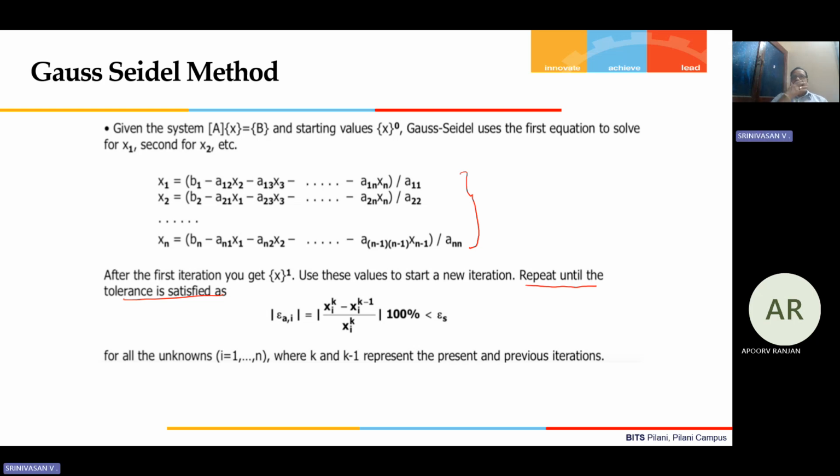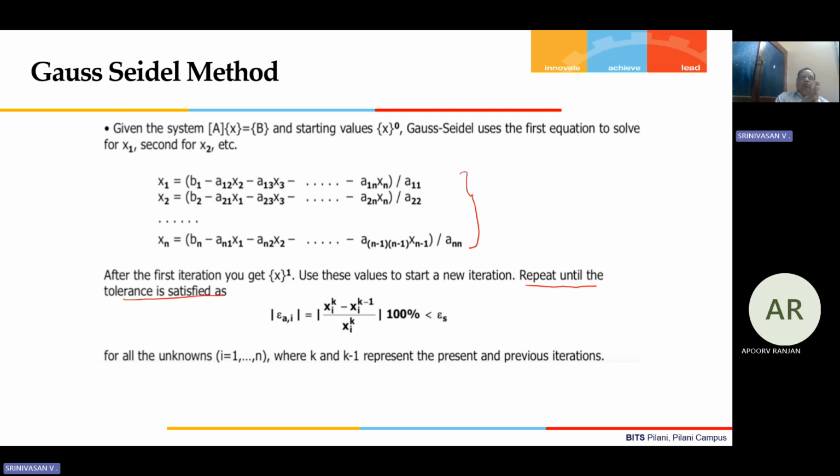Given the system Ax equal to B and starting values, see just a notation. You are putting X with superfix 0. You don't need to go into set builder notation and all those things. Sometimes some authors use superfix 0, 1, 2 to mean zeroth approximation, first iteration, second iteration, etc. That's all, it's just a notation. So starting value means x1, x2, x3, supposing there are three unknowns, 0, 0, 0. That's the meaning. Gauss-Seidel uses the first equation to solve for the first unknown, then the second, and so on. So that's what is given.